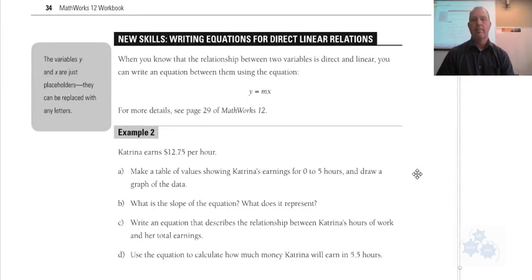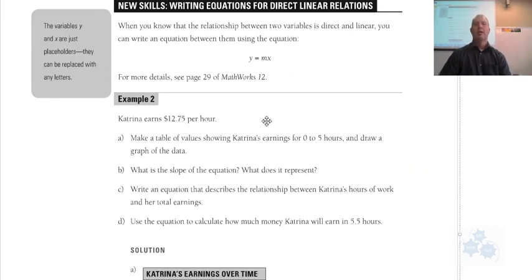Let's keep rolling. So what happens if we're given a question and we're asked to write an equation? Instead of being given the equation and finding the points, let's say we can generate some points and we have to find an equation for that. It's actually not that tough. If it's a direct relation, all you need is the slope. You need to find the slope. So remember, the slope is like the rate of change of the quantities. So if it's 12.75 per hour, that's a rate of change. It's money and time, right?